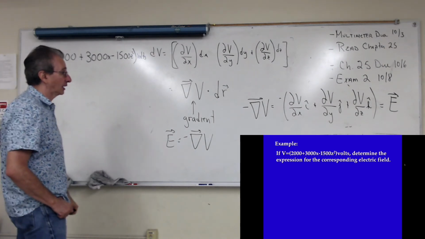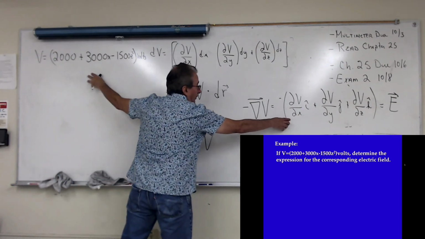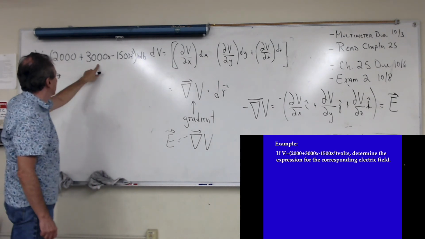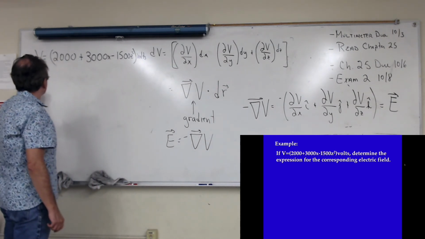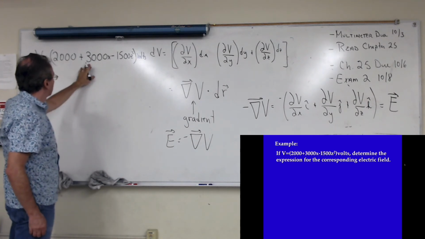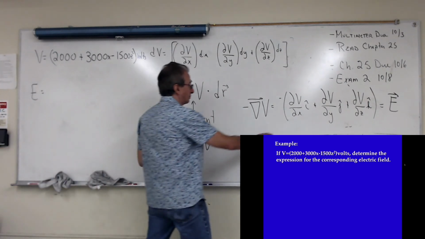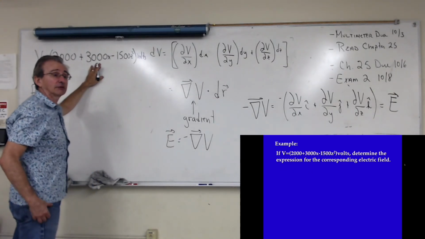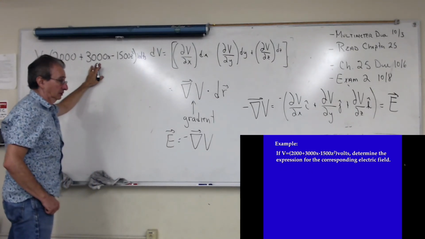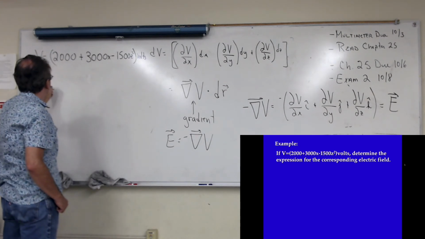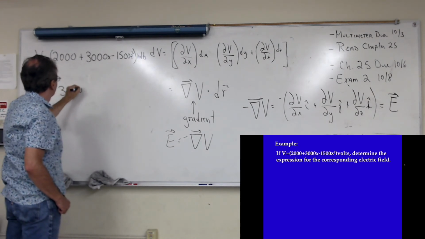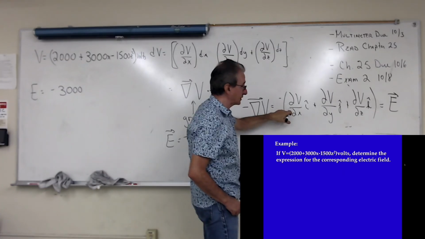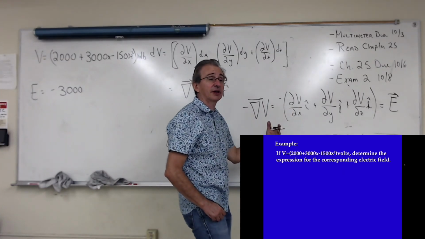Okay, so all I got to do then is take the negative of the derivative of this with respect to x. What do I get? Well, the only term that has an x in it is this. I got to take the derivative of this function with respect to x. And that's going to give me the x component of the electric field. What do we get? Notice this is volts. I have a volt over a distance. The electric field is also written as volts per meter.